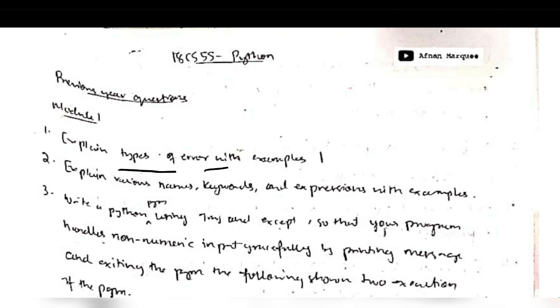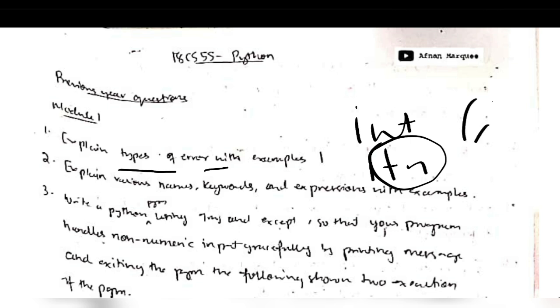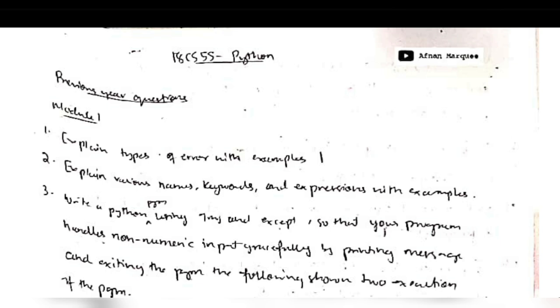Syntax error means if I write, instead of int, itn, okay, that is a syntax error. Like that, if I forget to write a semicolon in C++ and all, it will be a syntax error. In Python also, some similar things will violate the syntax and the rules of writing the code. So those will come under syntax error. That was the first one.